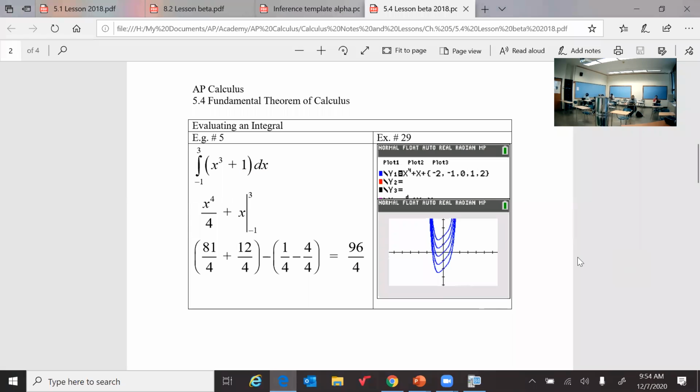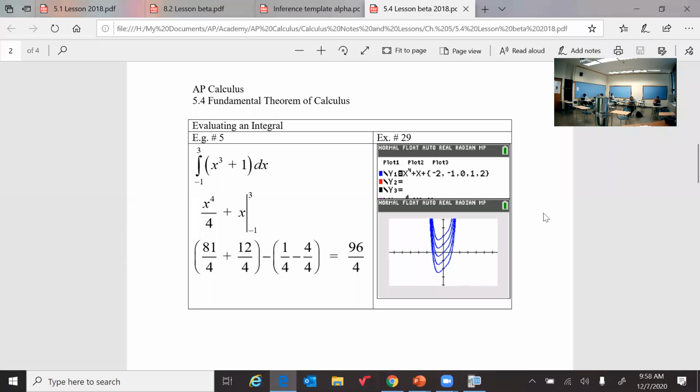So there's a typo on this. I just have x to the 4th plus x, and it should be x to the 4th divided by 4. It doesn't affect the answer. It changes 24. Okay? So that's your model. We're going to pause this. You're going to problem number 29, please.